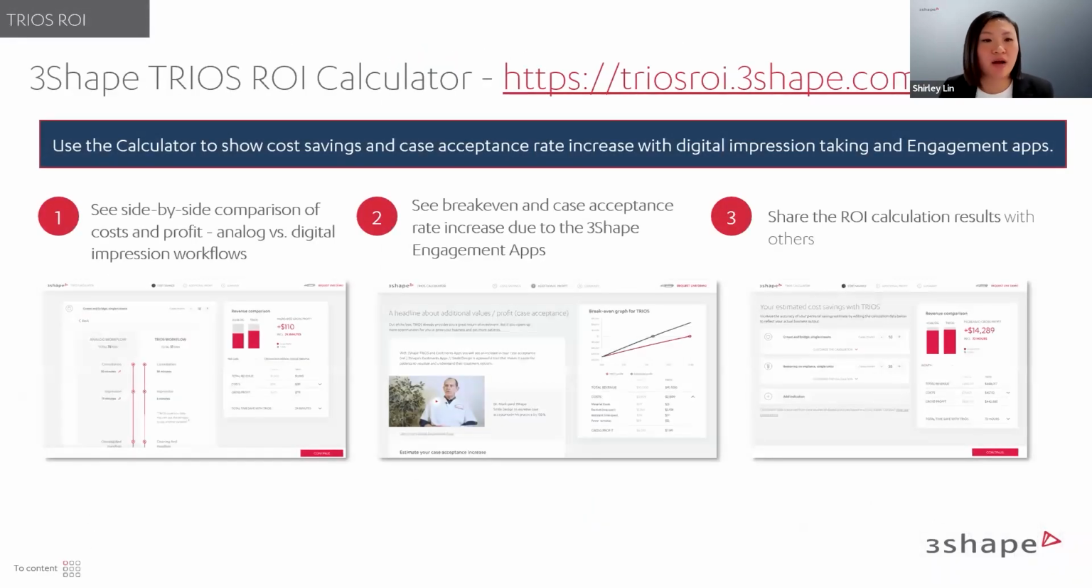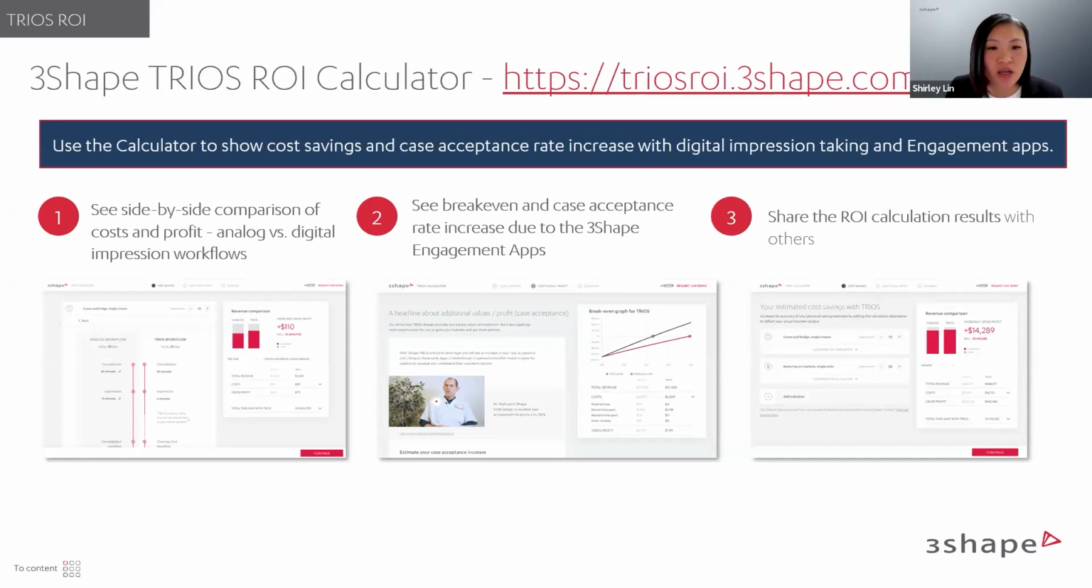A part of what we have at 3Shape is a Trios return on investment calculator. What this will do is you put in all your details and it'll ask you how much you spend on lab work, what your lab fees are, your impression materials and things like that. And it'll give you a side-by-side comparison on the costs and profits of your analog versus digital impression workflows.